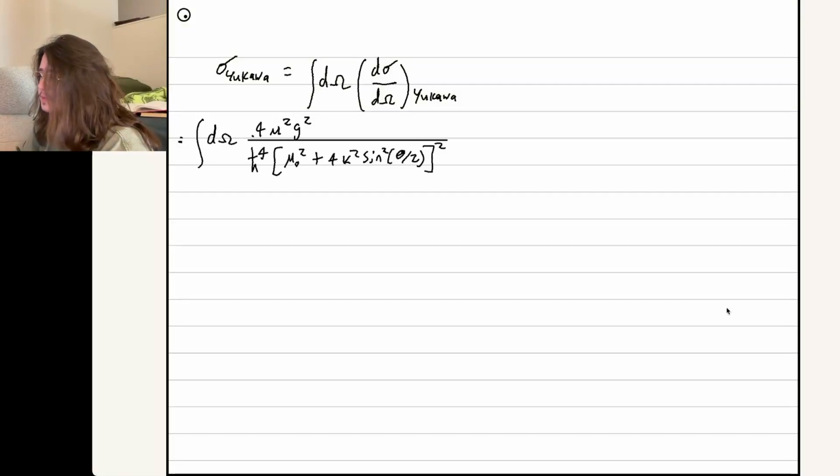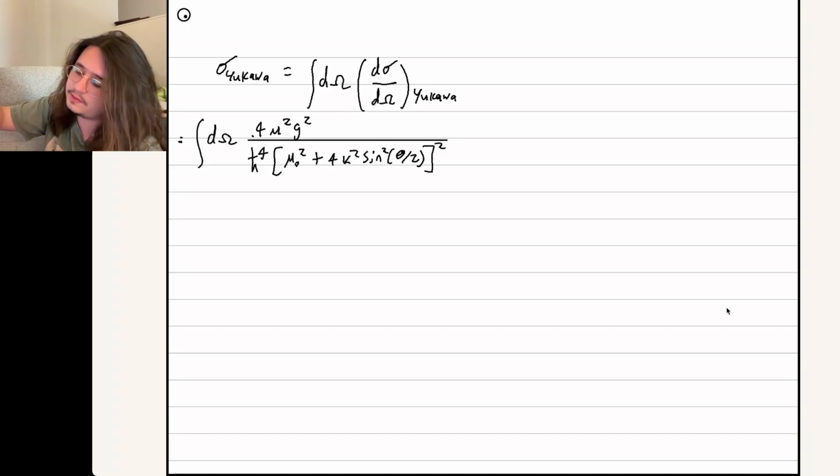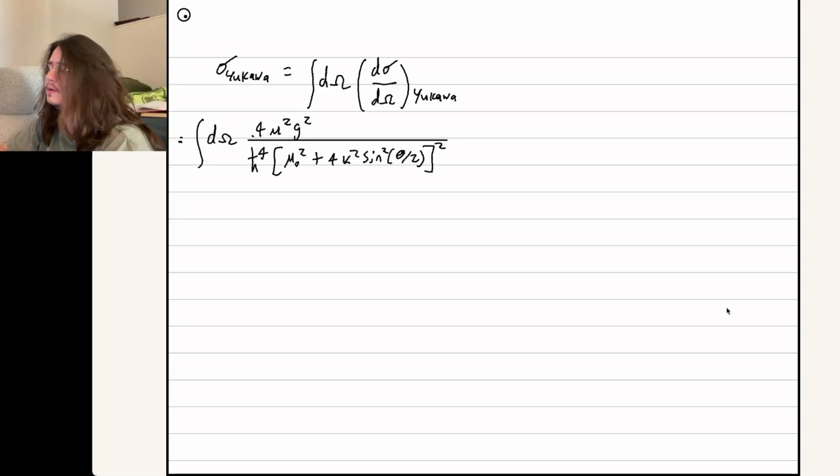All right, silly people, here's the situation. Shankar wants us to calculate the total cross section for the Yukawa potential. And he already happened to have calculated the differential cross section of it in the Born approximation. So all we really have to do is take an integral. And what an integral it is. Let me just say that.